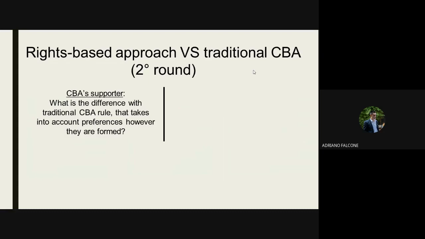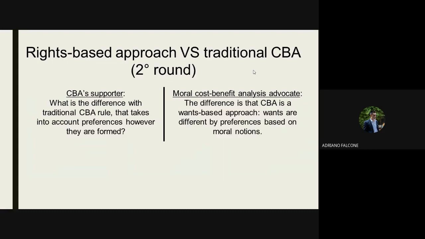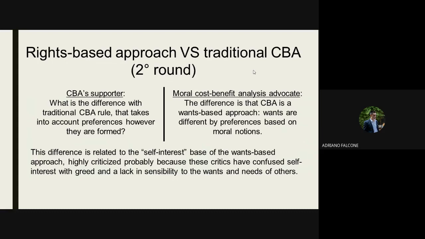The CBA supporter asks what is the difference with the traditional CBA rule, which takes into account preferences, however they are formed. And the moral cost-benefit analysis advocate may answer that the difference is that CBA is a wants-based approach, and wants are different from preferences based on moral notions. So this difference is related to the self-interest based on the wants-based approach.